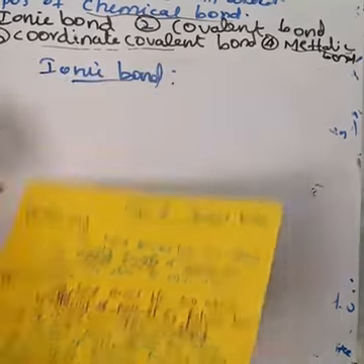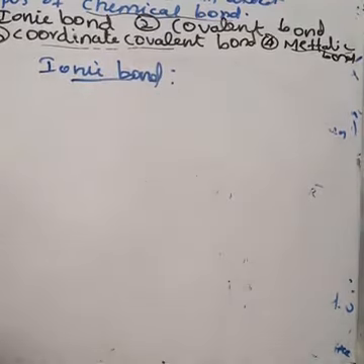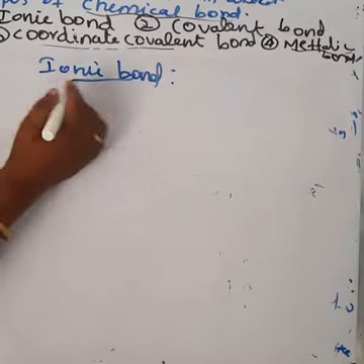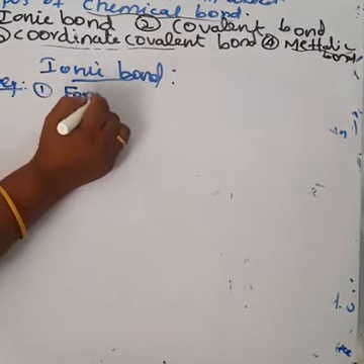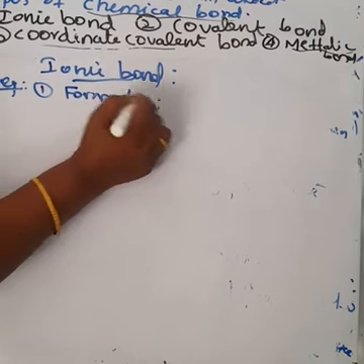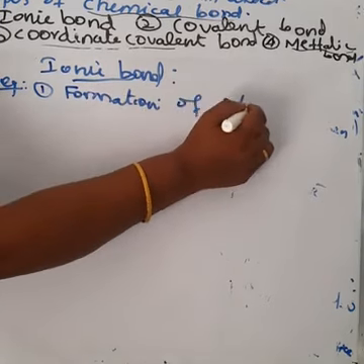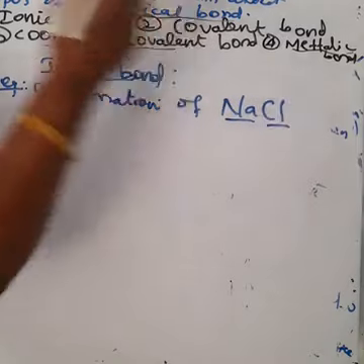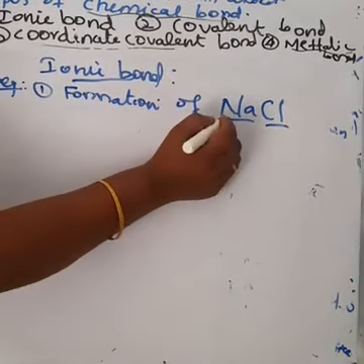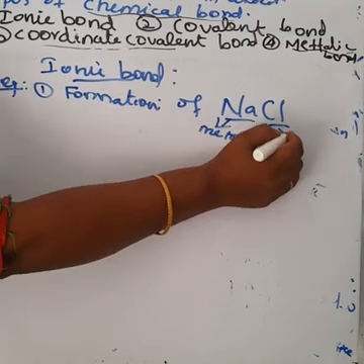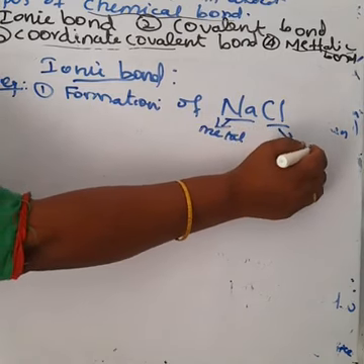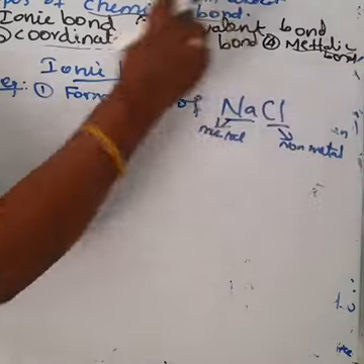Here, what is the example of ionic bond? The formation of sodium chloride. NaCl: Na means sodium, Cl means chlorine. Here, sodium is the metal and chlorine is the non-metal. Ionic bond is formed between metals and non-metals.